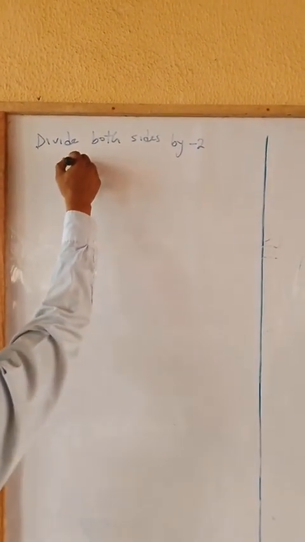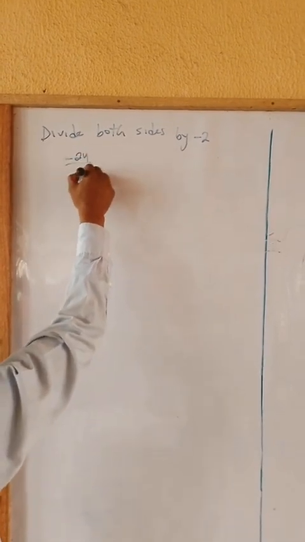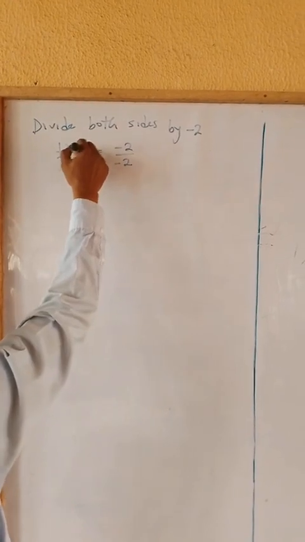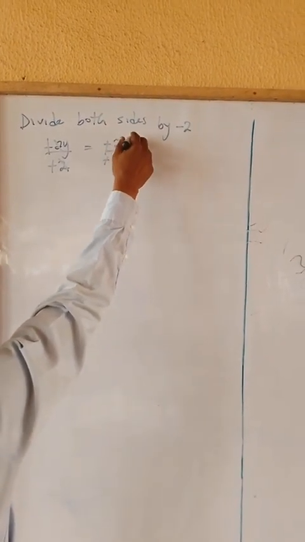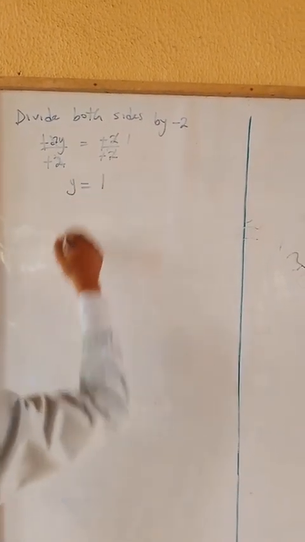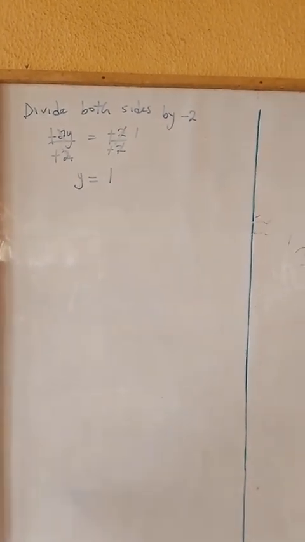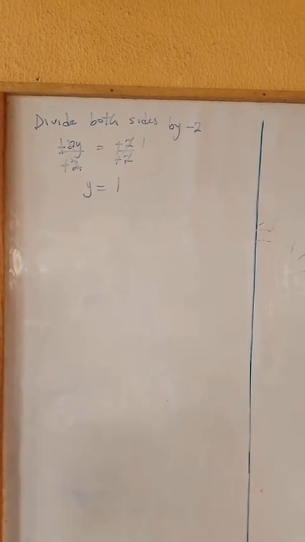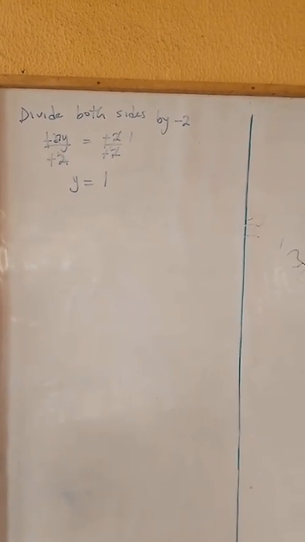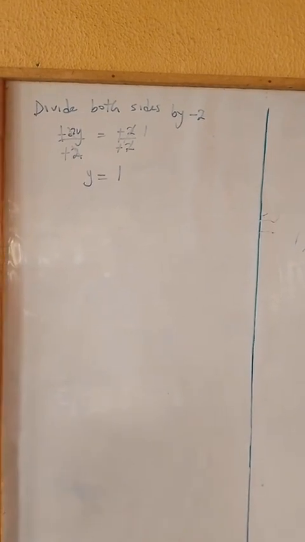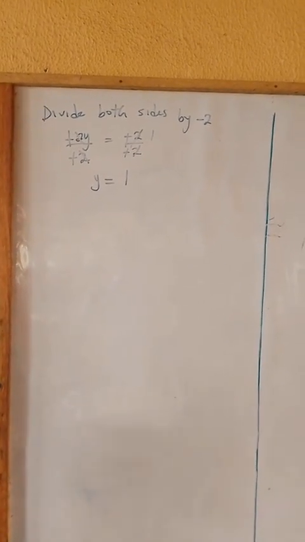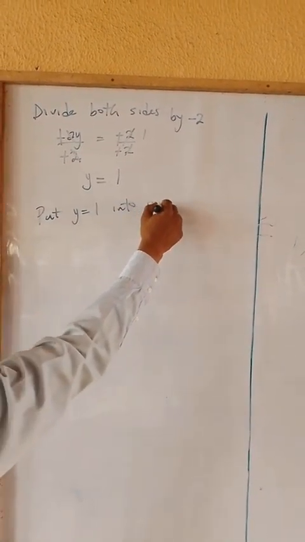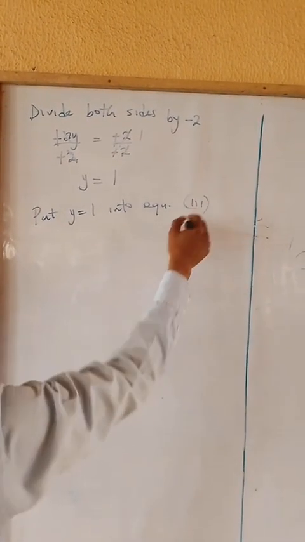You are going to have minus 2y over minus 2 is equal to minus 2 over minus 2. Minus 2 eliminates itself here, and on the other side you are going to have 1. Therefore, y is equal to 1. Now y is no longer called an unknown variable. It is now known as a known variable. You already know the value of it. So put y equals 1 into equation 3 that you formed here.